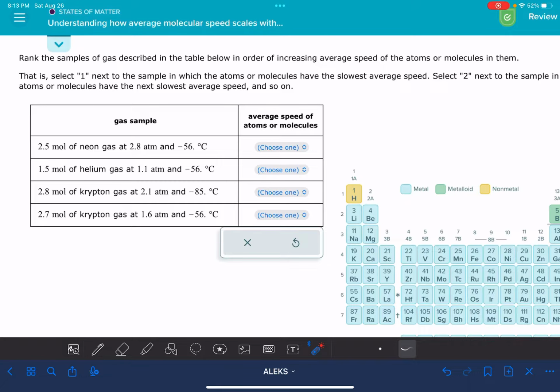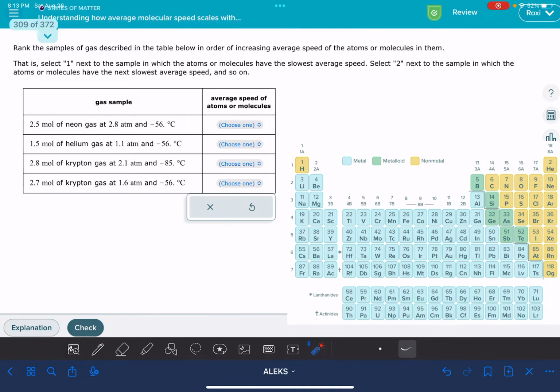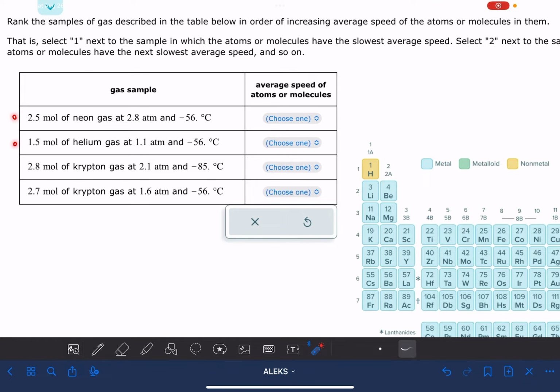In this video, I'll show you how to solve the ALEKS problem called Understanding How Average Molecular Speed Scales with Temperature and Molar Mass. To help you solve this problem, you are probably going to want to have a periodic table handy. We are going to be looking at the molecular weights of different gases. So we've got 4 different samples of gas here that we're going to be ranking according to their average speed. And to do this ranking, we're going to be using 2 variables.